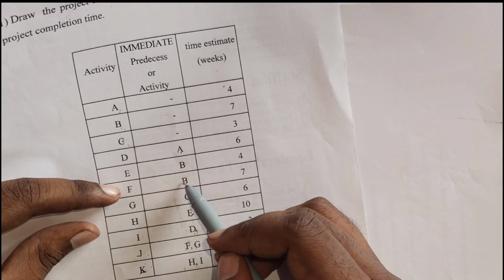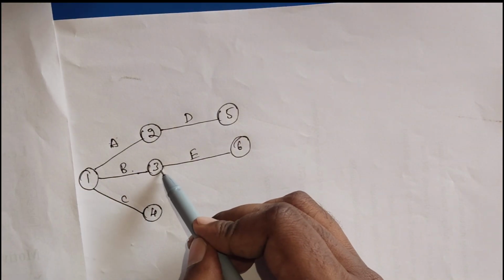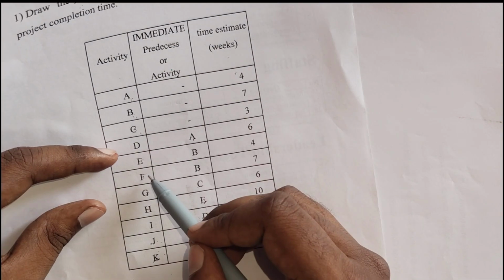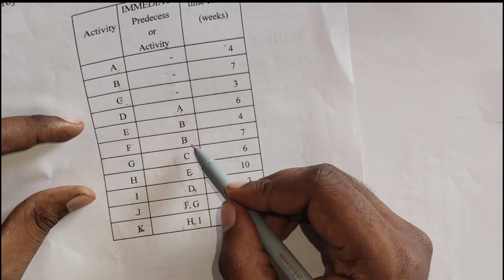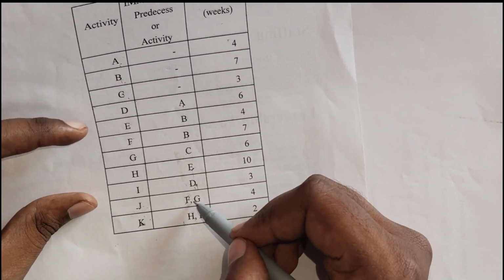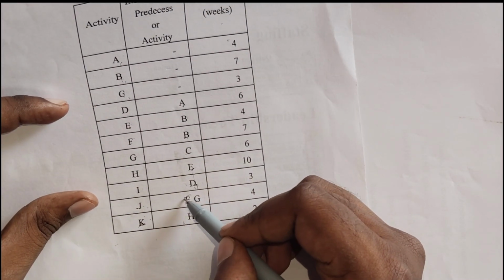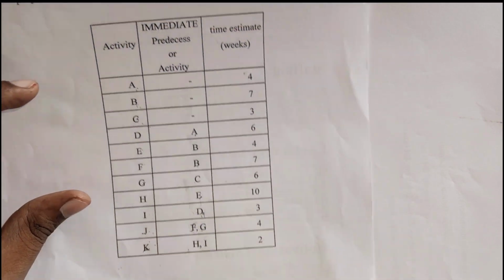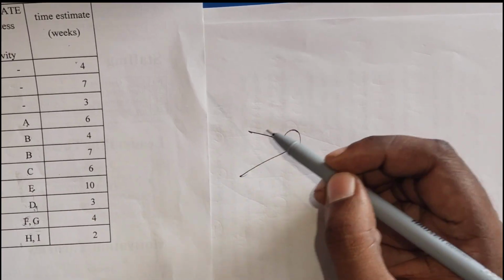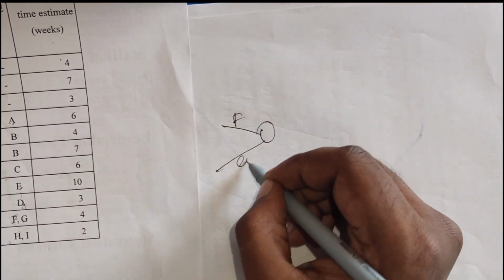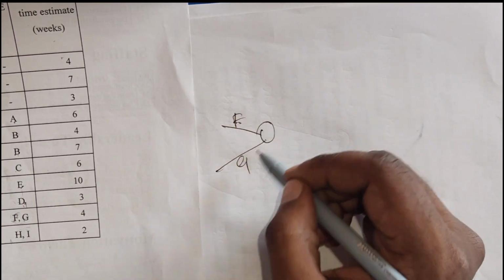And then F. F also derives from B. But again, take a look at the problem. F is actually ending together with G, so we have to draw a rough diagram. F and G end together like this. This is F and this is G, the two ending together.